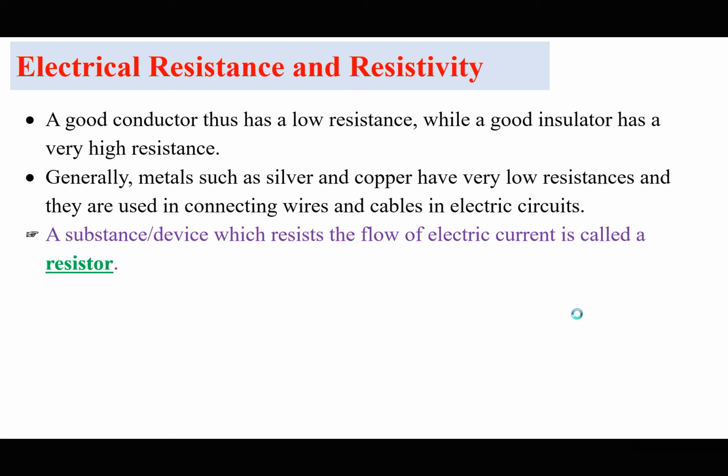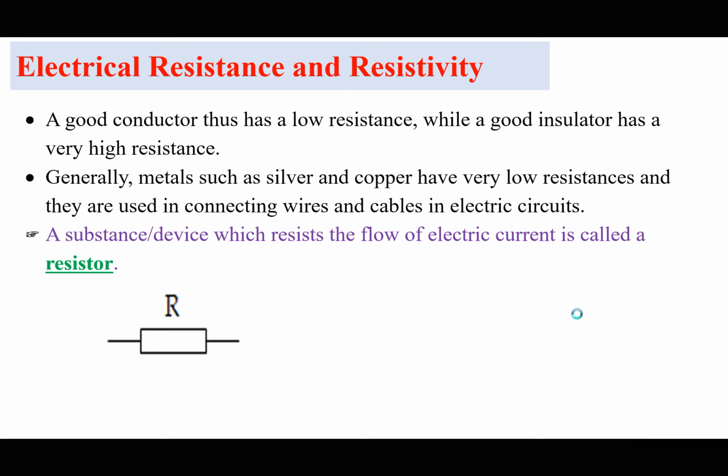A device or a substance which resists the flow of electric current is called a resistor. Now, someone will say, can we say a good insulator is a resistor? In most cases, the devices we are talking about here are going to be conductors, but these are going to be conductors which do not actually easily permit flow of electric current, and they're going to be called resistors. You might have seen resistors in the laboratory.